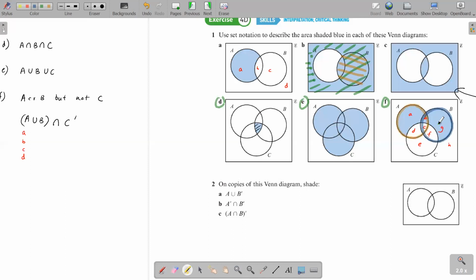What are the regions belonging to circle capital B? You can say B, C, F, and G, right? B, C, F, and G. Okay, so I'm just showing you a way to shade now.